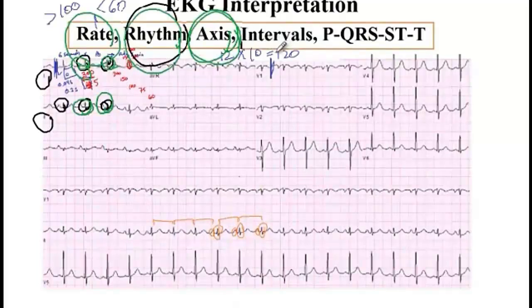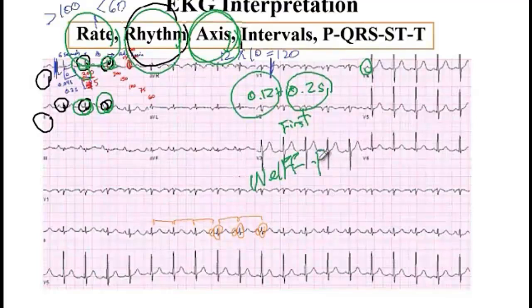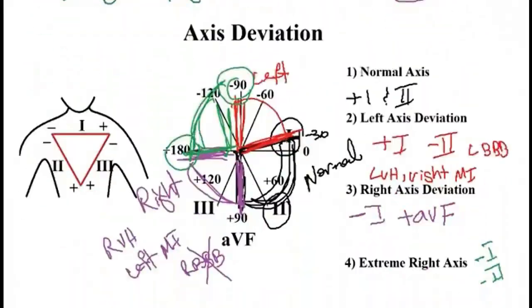Next, you will have to check the intervals. For instance, the PR interval, make sure that it's less than 0.2. Normally the PR interval is between 0.12 to 0.2 seconds. If it goes beyond 0.2 seconds, then you can suspect a heart block, for instance first degree heart block. And if it's less than 0.12, then you can suspect Wolff-Parkinson-White syndrome. So here I have an example of Wolff-Parkinson-White syndrome for you.